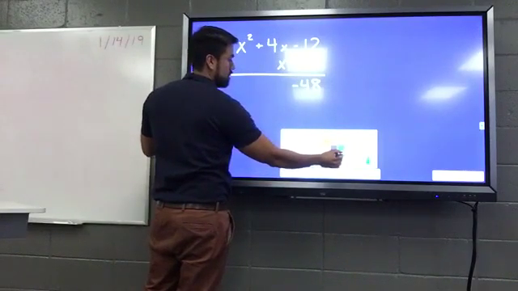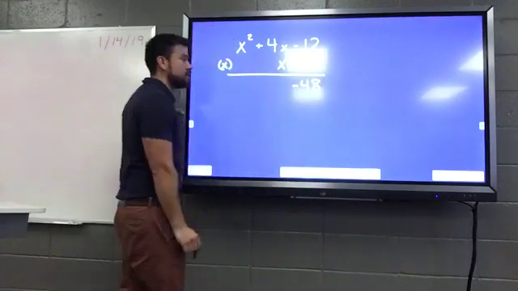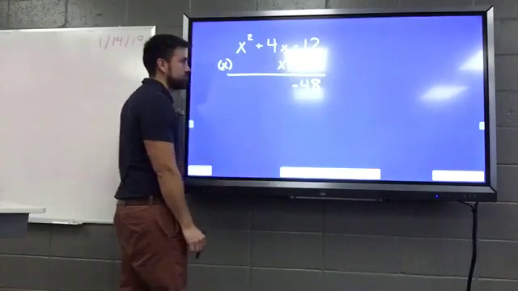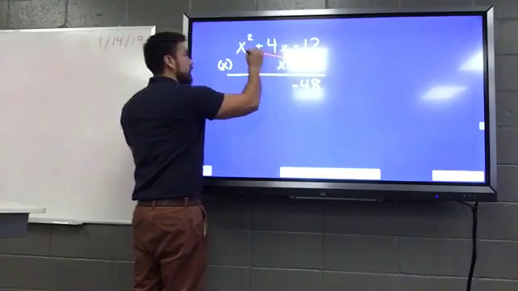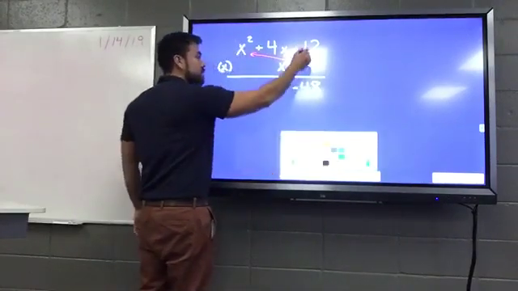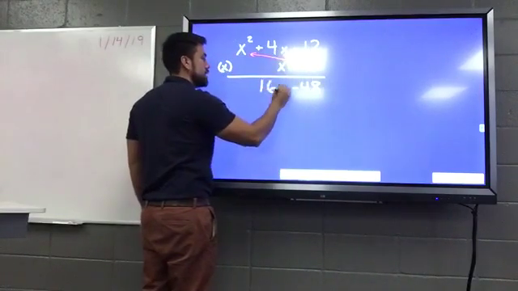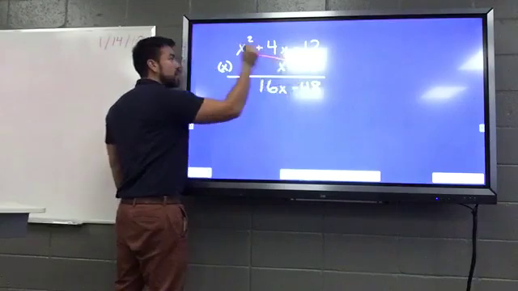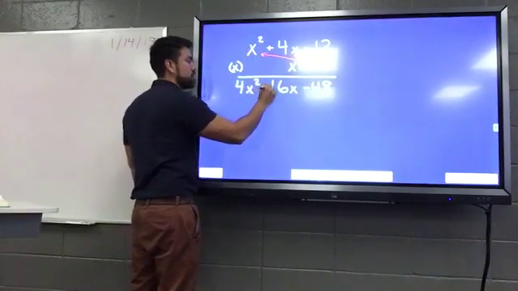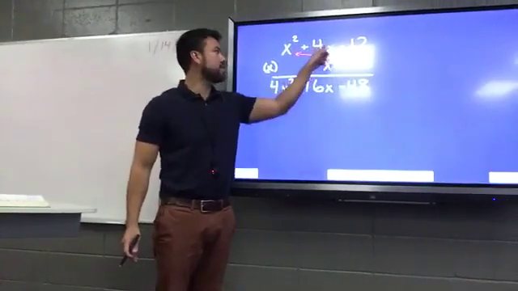I wrote this in pink. That might work. I did 4 times negative 12 is negative 48. What's 4 times 4x? And then I'm going to do 4 times x squared. So again, 4 times negative 12, negative 48. 4 times 4x, 16x. 4 times x squared, 4x squared. So that's what I got up top. I just multiplied the 4 by each one of those.